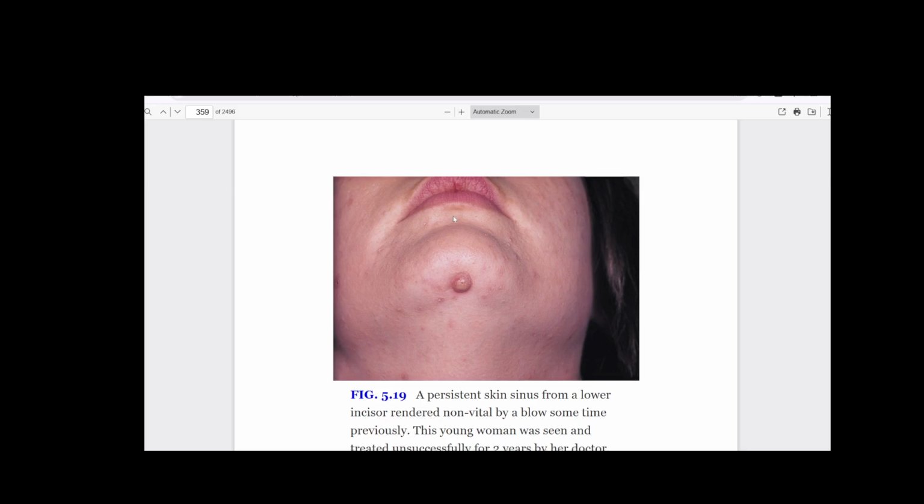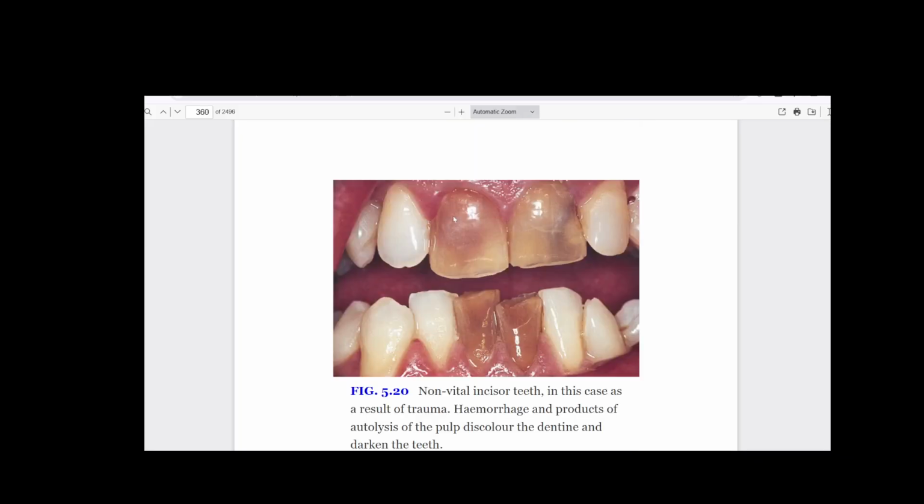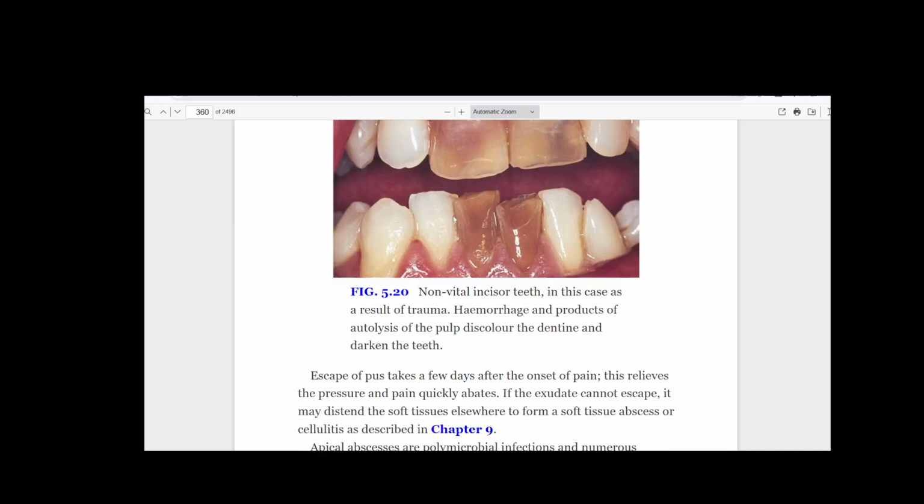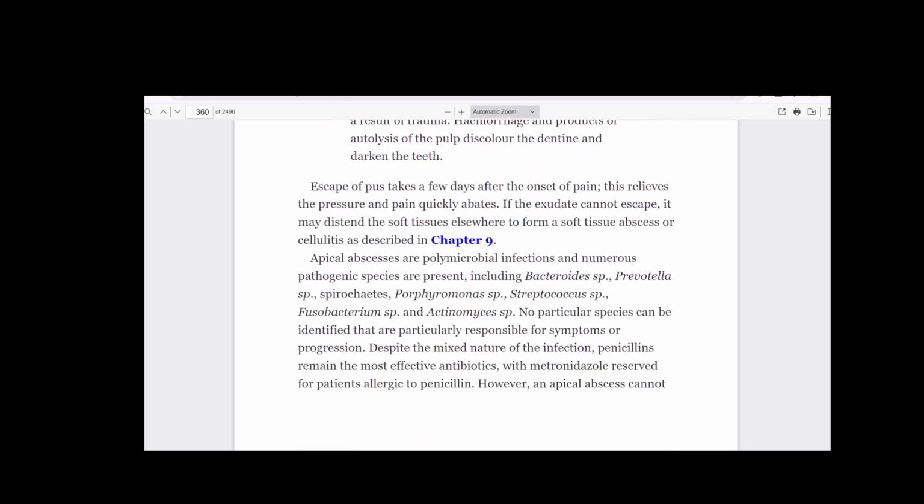This young woman was seen and treated unsuccessfully for 2 years by her doctor, surgeons, and dermatologists before anyone looked at her teeth. Fig 5.20, non-vital incisor teeth, in this case as a result of trauma. Hemorrhage and products of autolysis of the pulp discolor the dentine and darken the teeth. Escape of pus takes a few days after the onset of pain. This relieves the pressure and pain quickly abates.